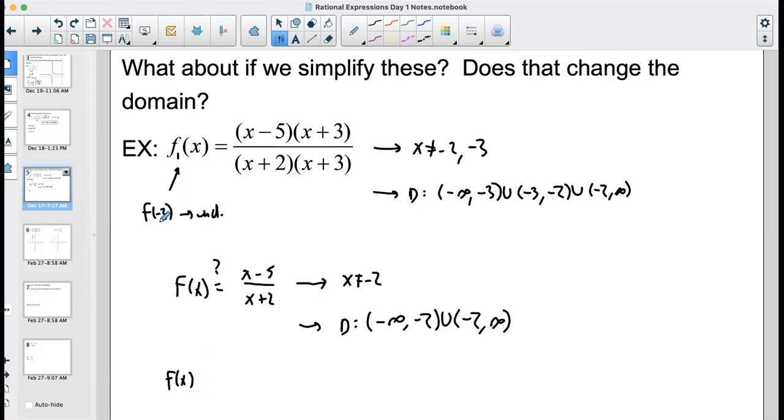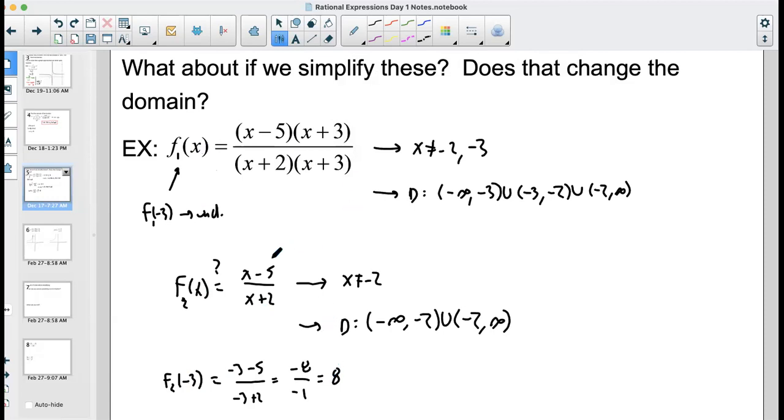I'll call this f1 and f2 so that we know, because these aren't the same. If I plug a -3 into the bottom function, just to see what happens, I get -3 minus 5 over -3 plus 2, which is -8 over -1, which is 8. So that's a fundamentally different thing. When I plug a -3 into this one, I get nothing. It's undefined. When I plug a -3 in this one, I get 8. So those are clearly different.